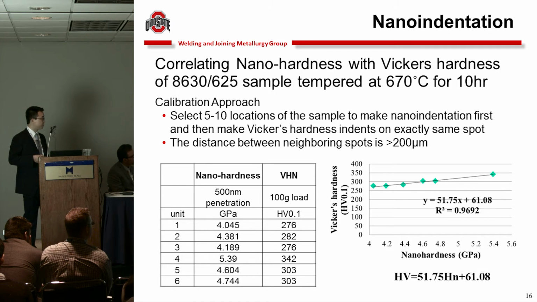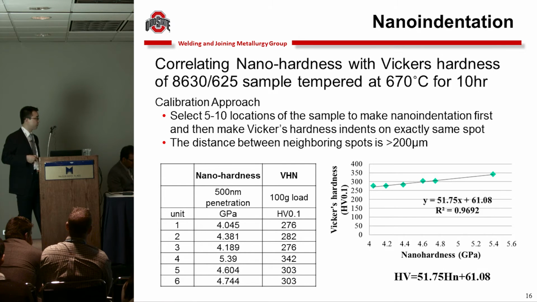So we did some calibration between these 2 hardness. We selected 5 to 10 locations of the sample to make the nanoindentation first, and then make the Vickers hardness indents on exactly the same spot. The distance between the labeling spots should be about 200 micrometer. Then we compare the pairs of the hardness values and plot the Vickers hardness against the nanohardness. It shows that the relationship is a very good linear relationship. So we can use this linear relationship or equation to convert the nanohardness to the Vickers hardness.